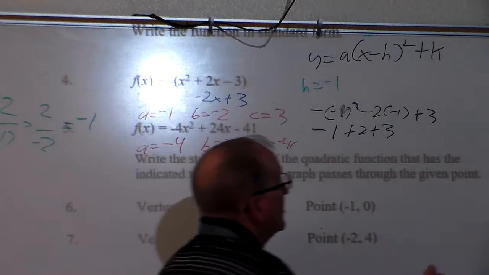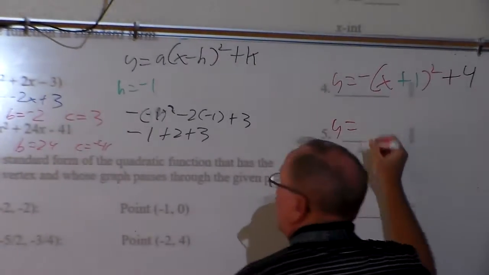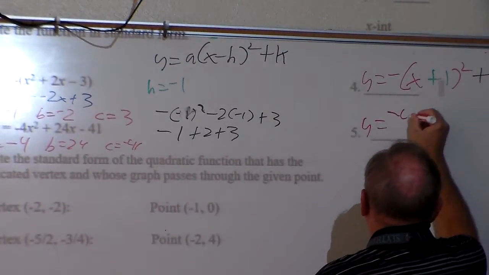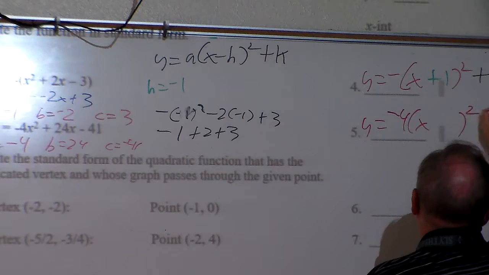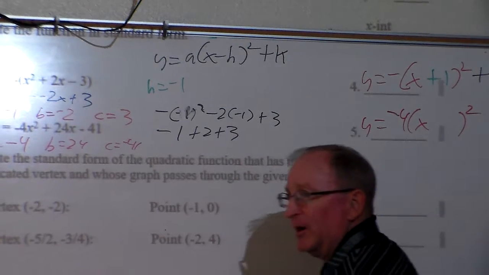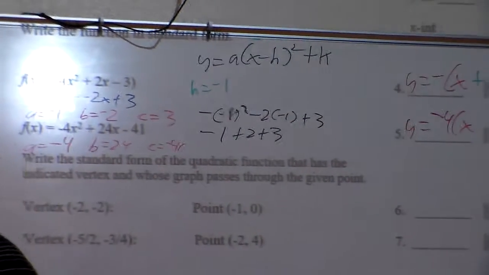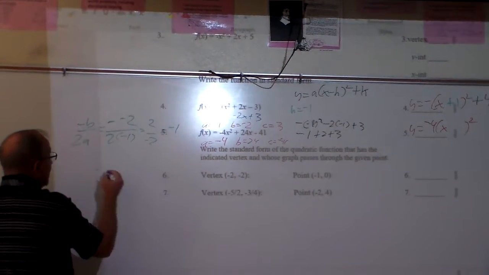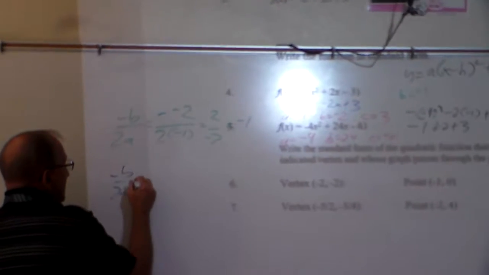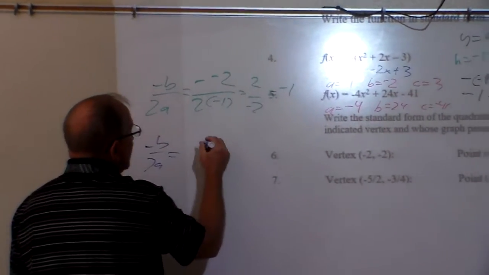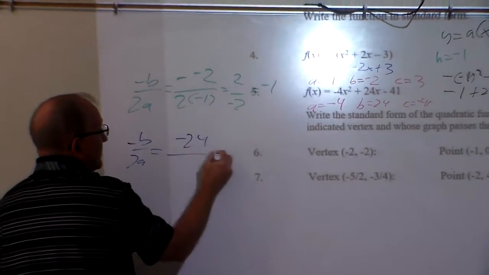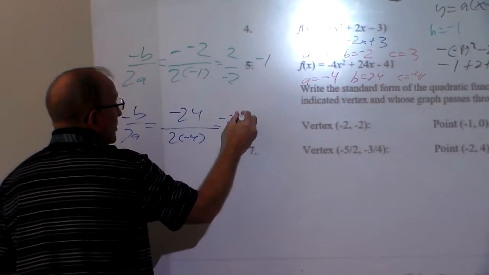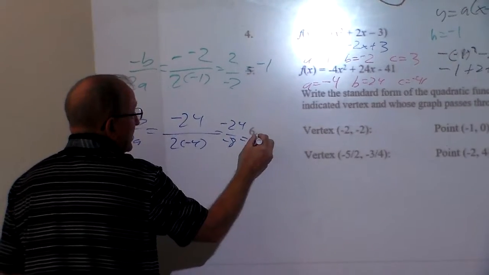So I already know this. You know, y equals, what's the a value? So I know it's negative 4 times x something squared. I need to find h and k. And I can find h and k by coming back over here to the negative b over 2a and just putting it in. So b is 24, make it negative, opposite, over 2 times negative 4. So that's negative 24 over negative 8, which makes it 3.